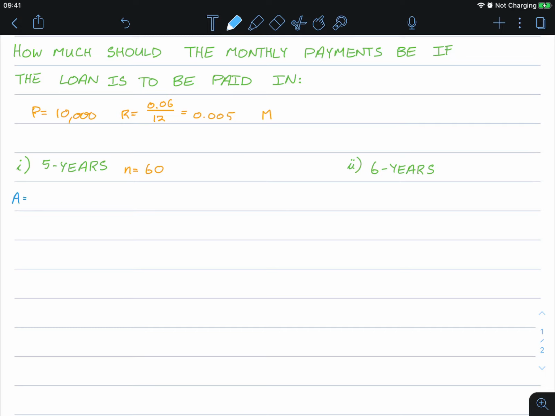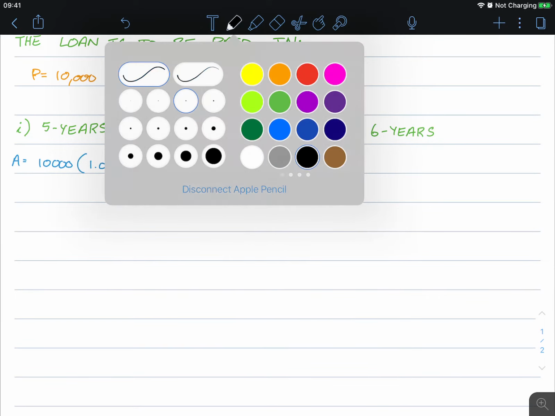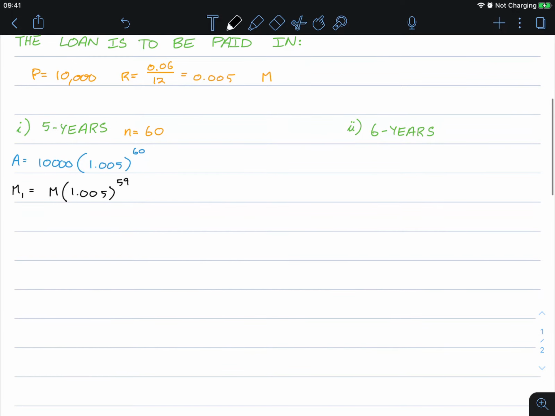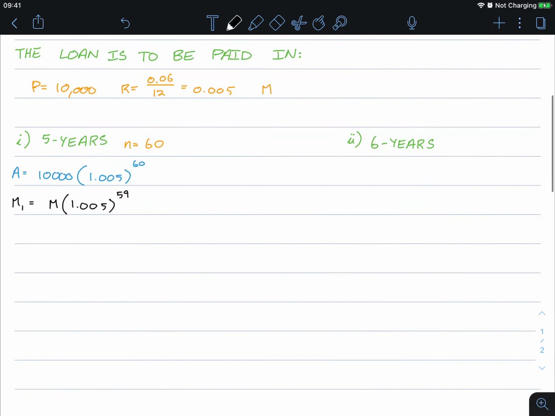So first, we calculate the compound interest earned on the $10,000. 1 plus R would be 1.005 to the power of 60. And now we calculate the monthly payments. The first payment is M times 1.005 to the power of, not 60, 59, because we only begin paying the loan 1 month after it's been taken.